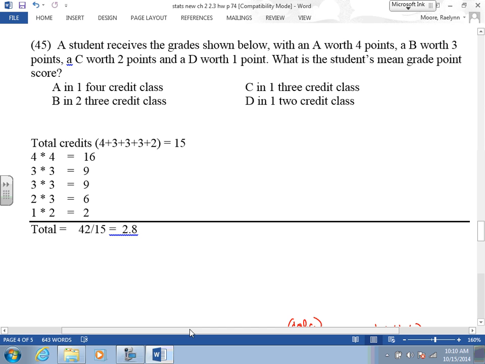I did it separate so you'd see it. Your C, which is worth a 2, times your credit. A D, which is worth a 1, times your credit. Then you add them all up and you divide them. Because in your courses, when you go to college, your 4-credit courses are harder than your 3-credit courses.